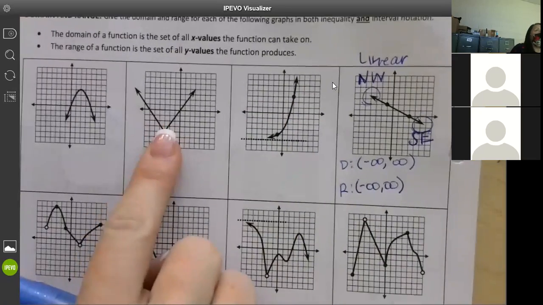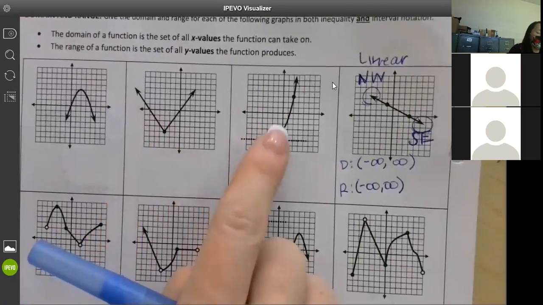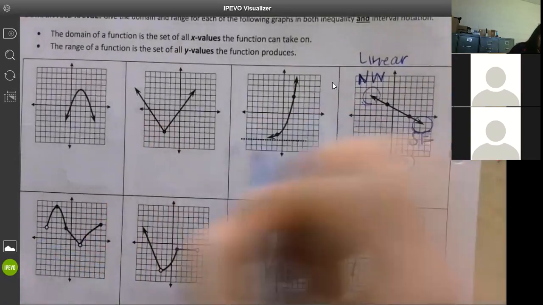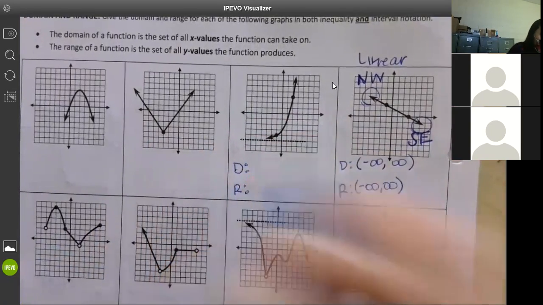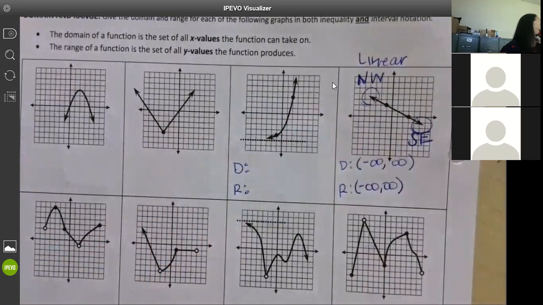All right, let's go to absolute. No, let's not. Let's go back to this one. I'm going to do that domain and I'm going to leave the range alone for right now. Okay. I wrote R, but we're not going to do it yet.